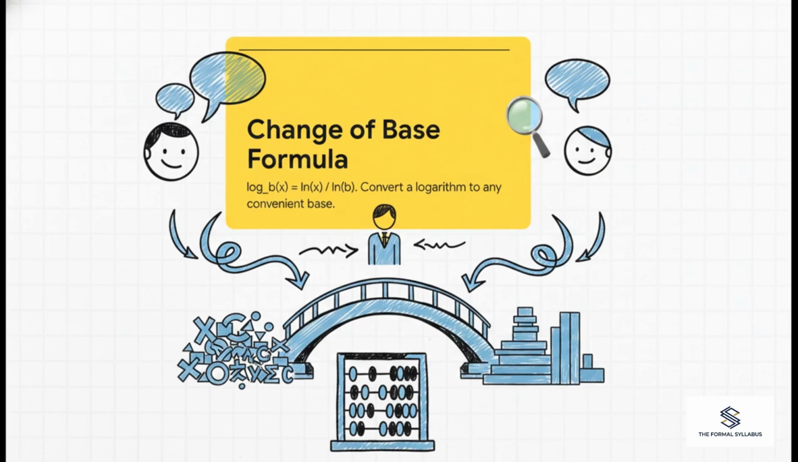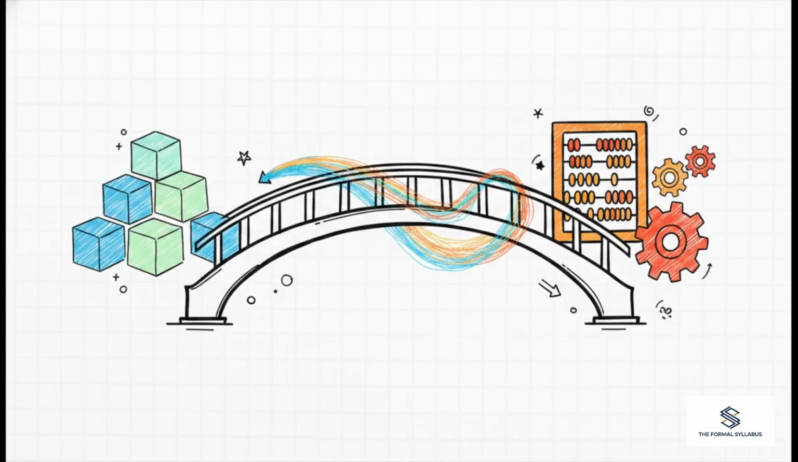So for example, to get a computer to calculate the base 2 logarithm of 100, we just divide the natural logarithm of 100 by the natural logarithm of 2. And what's truly fascinating about this conversion trick is that it's absolutely indispensable in computer science.